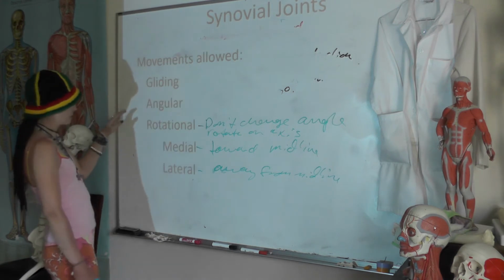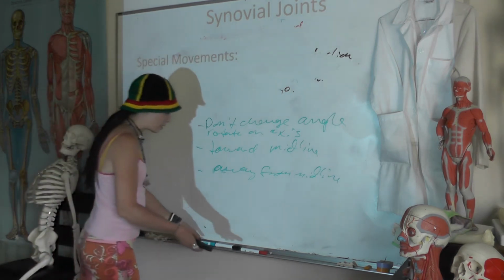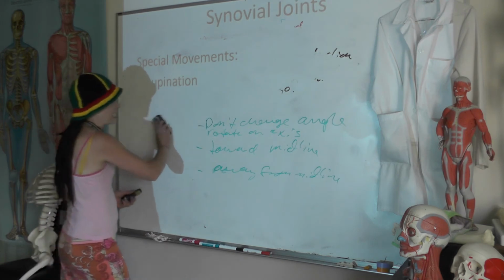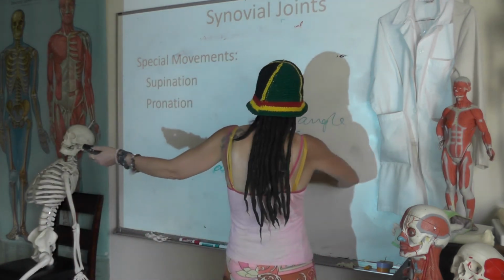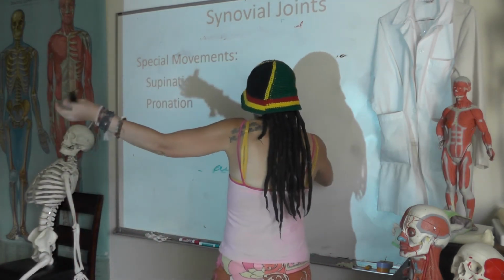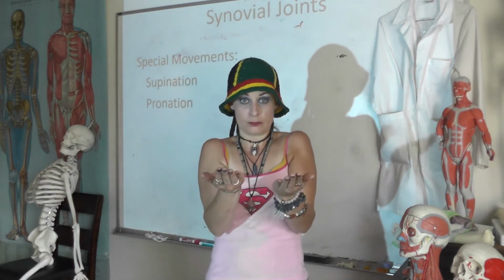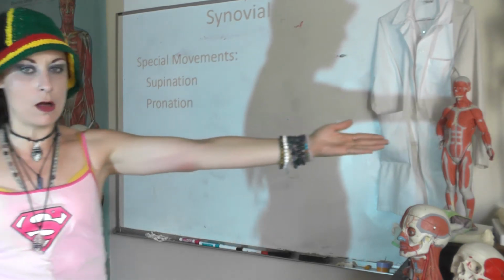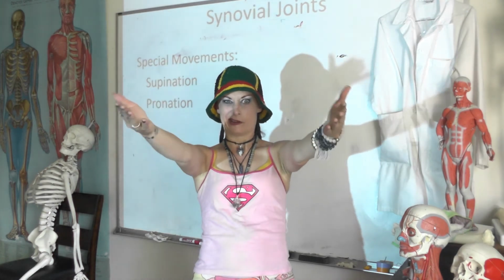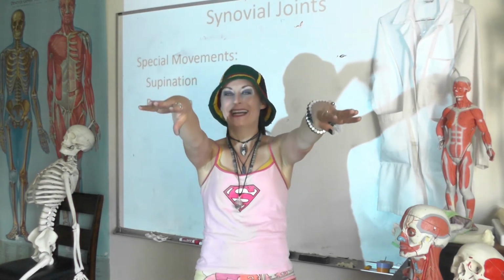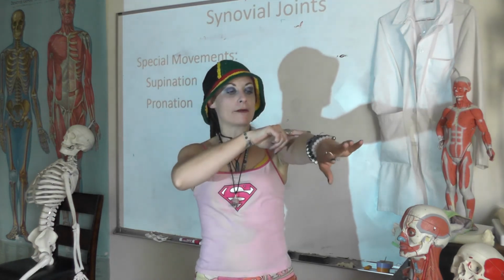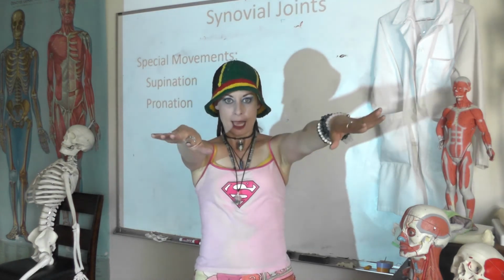Okay, special movements. These are going to occur only at some joints, not all joints. Supination and pronation occur only in the hand. Or you can think about what is happening to the bones in the forearm. When I'm in anatomical position, I'm supinated. I can hold a cup of soup. My palms are facing anterior, my radius and my ulna are parallel. If I flip my radius over my ulna, then I'm pronated. So now my radius is going to cross over my ulna, and I'm pronating.